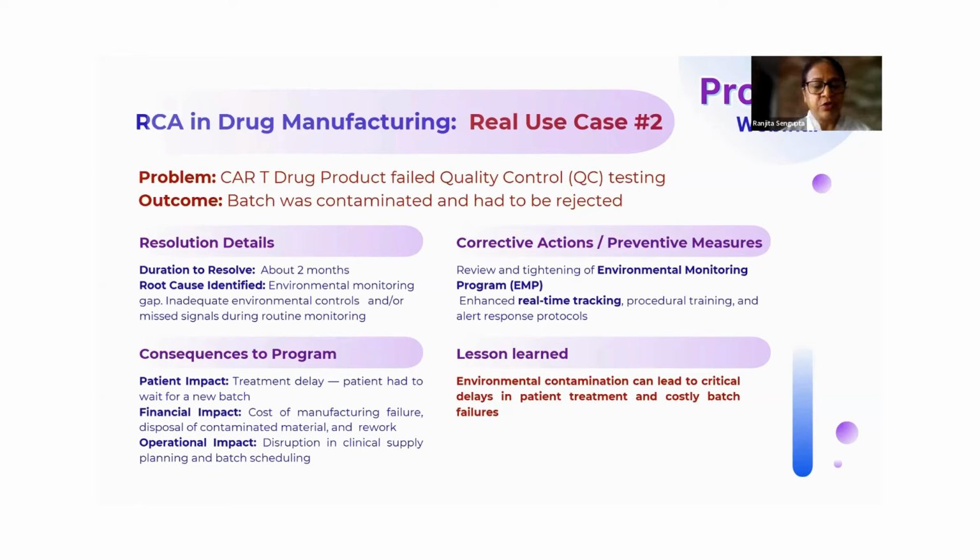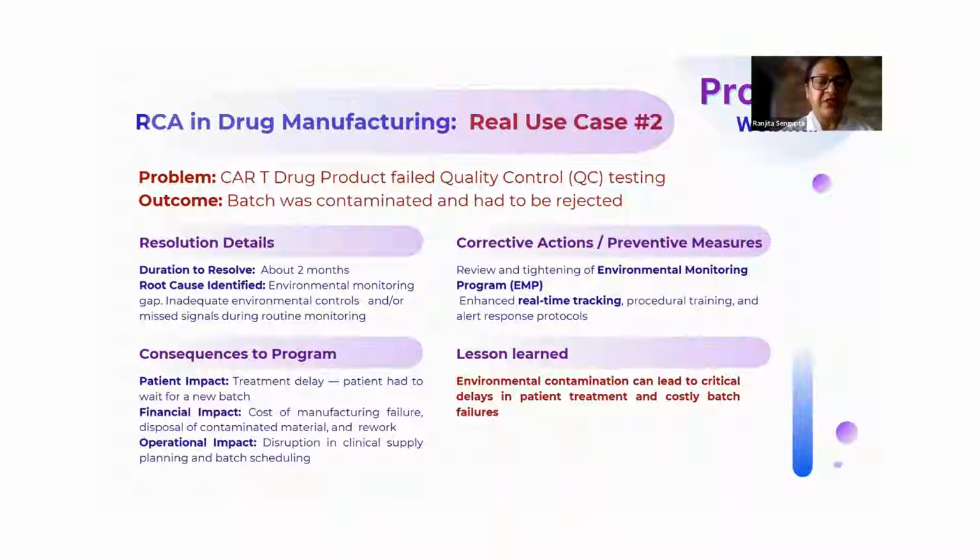So what was the consequence to the program? The consequence was patient impact. There was a treatment delay, so the patient had to wait for a new batch. And here, when we talk about a patient impact, it's actually very big because these patients are really, really sick, and they are refractory to any current treatments available. So they really have no option. This is the only one, so it does have a huge impact.